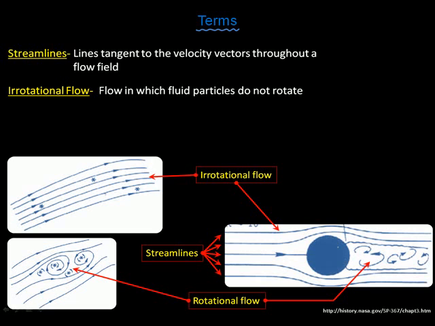Now, if we had assumed inviscid or frictionless flow, then there would be no rotational flow on the back side. Those streamlines would go all the way around and would be irrotational the entire way around.